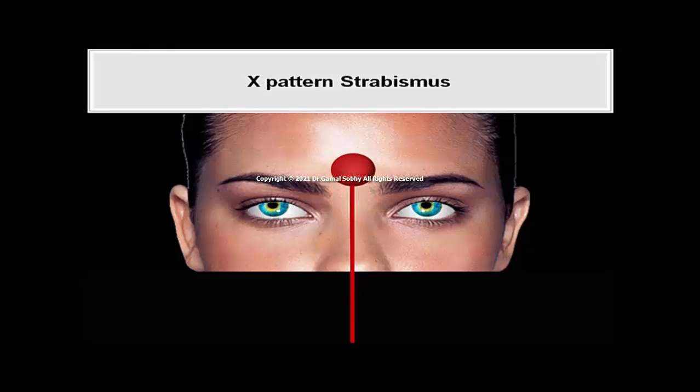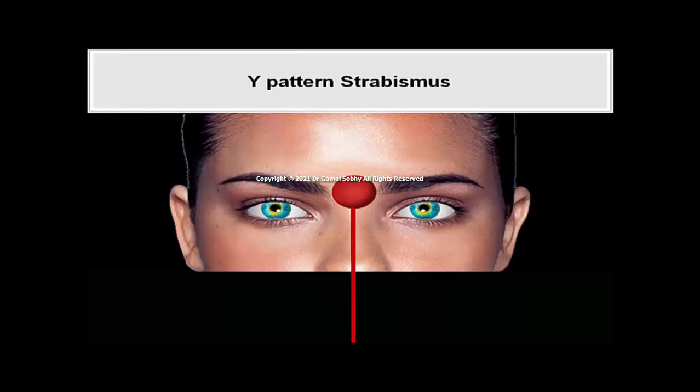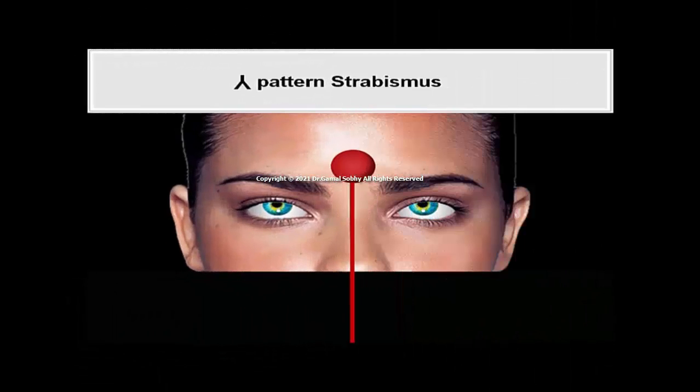X-pattern strabismus describes patients who may have essentially no deviation or only a small one in primary position, although exotropia is present in upward and downward gaze. Y-pattern strabismus describes patients who may have exotropia only in upward gaze. Lambda pattern strabismus describes patients who may have exotropia only in downward gaze.